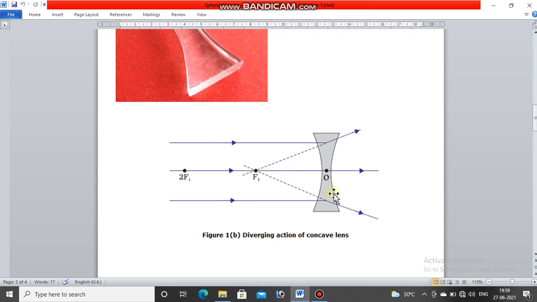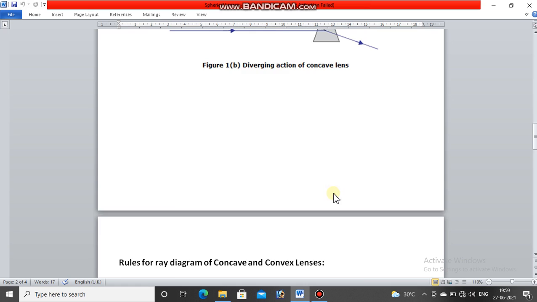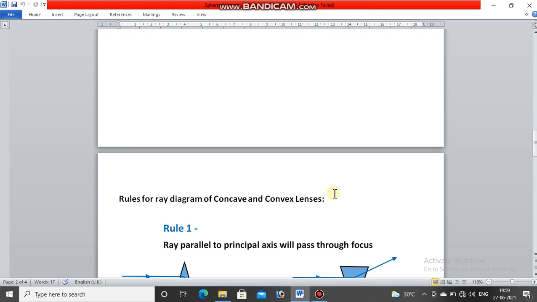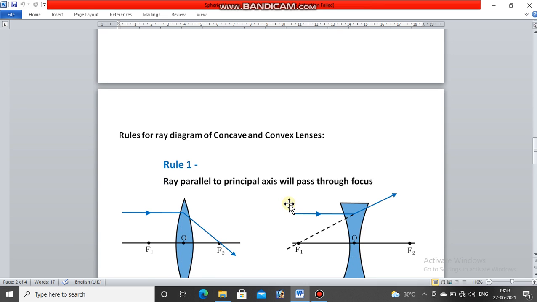Okay, so this is all about the concave and convex lenses. Next we will move to the rules for ray diagrams of concave and convex lenses. Similarly, like concave and convex mirrors, here also we have to draw the ray diagrams for both concave and convex lenses. So before going into these ray diagrams, we need to know the rules. Similarly, like mirrors, we have these rules here. We have 3 rules mainly.